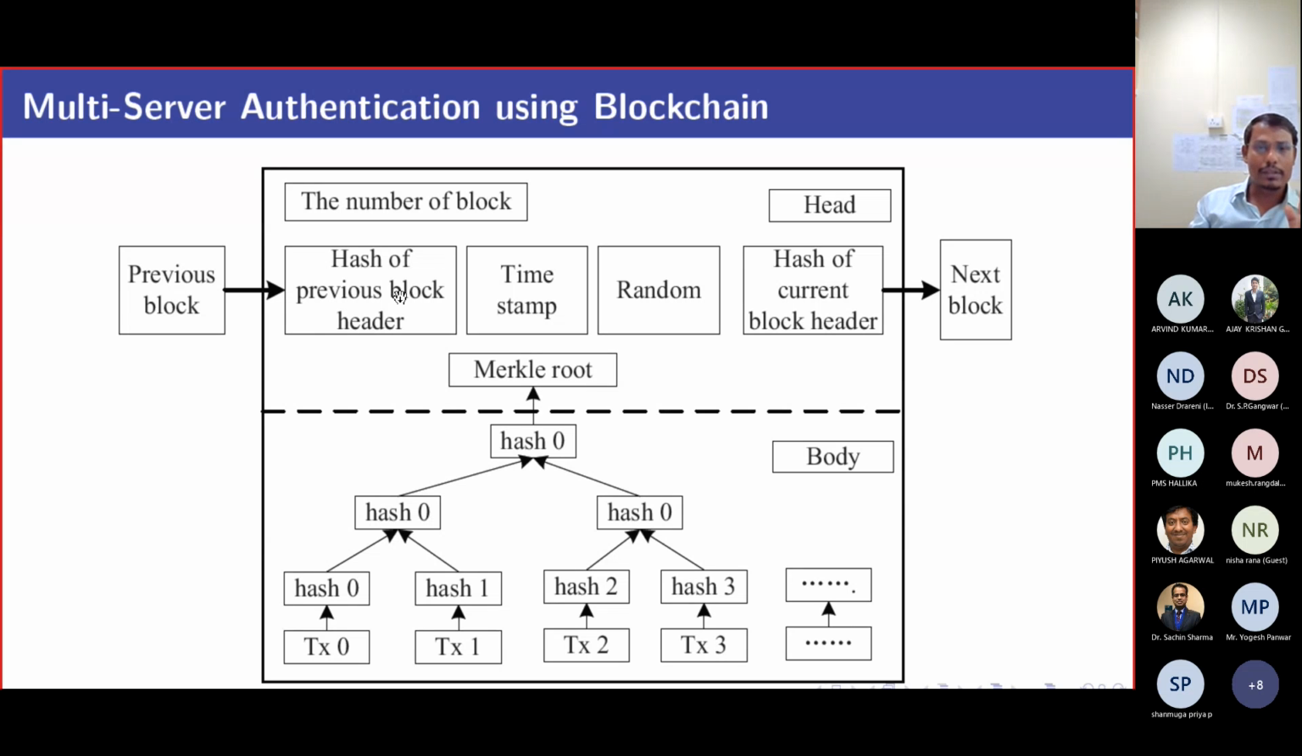If you are creating the 50th node, it will contain the hash of the 49th block. The 49th block also contains the hash of the 48th block, like that. Then the creation timestamp, and one random value is associated with this, because of how the block is created. Who will create this block? That is called the mining of the block.